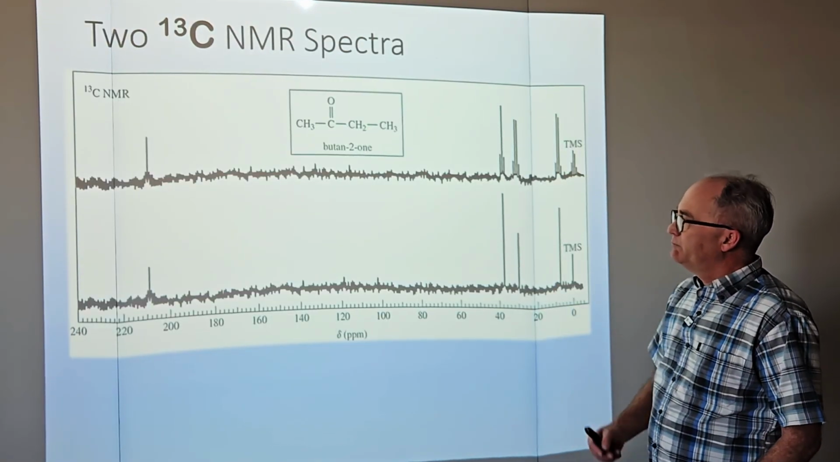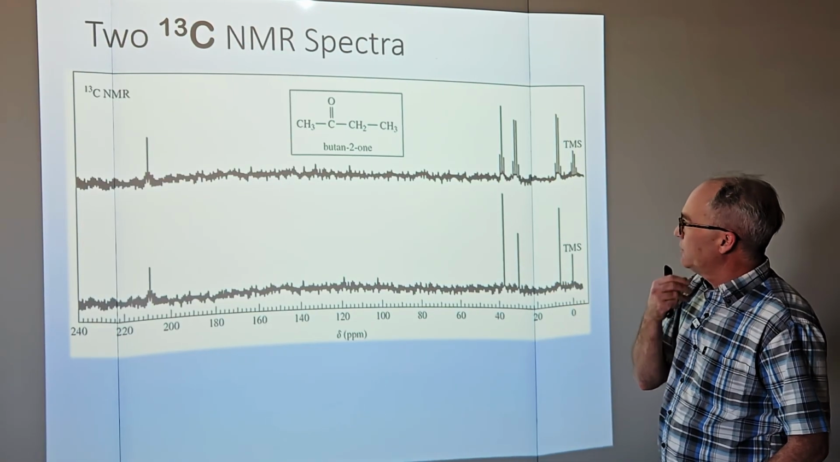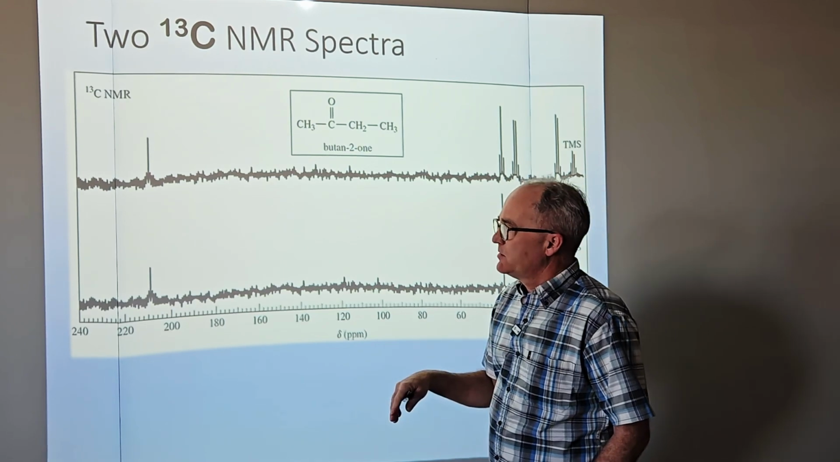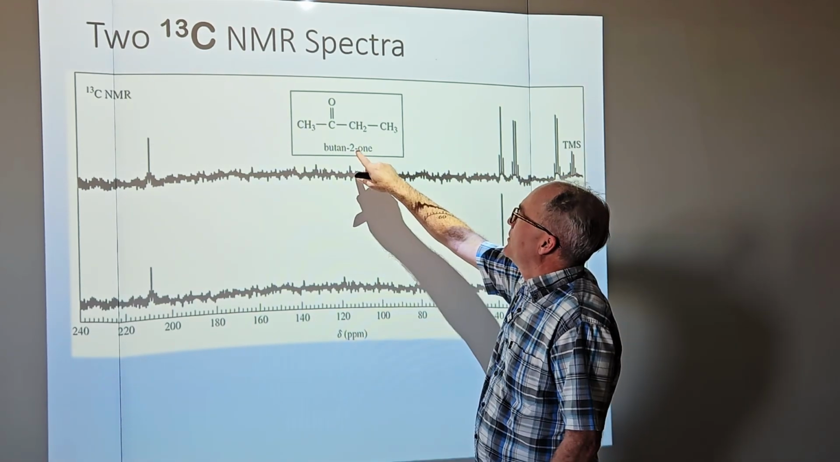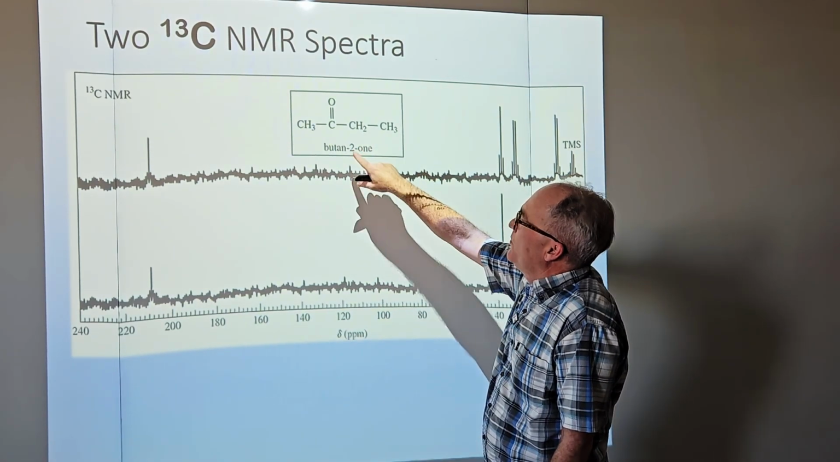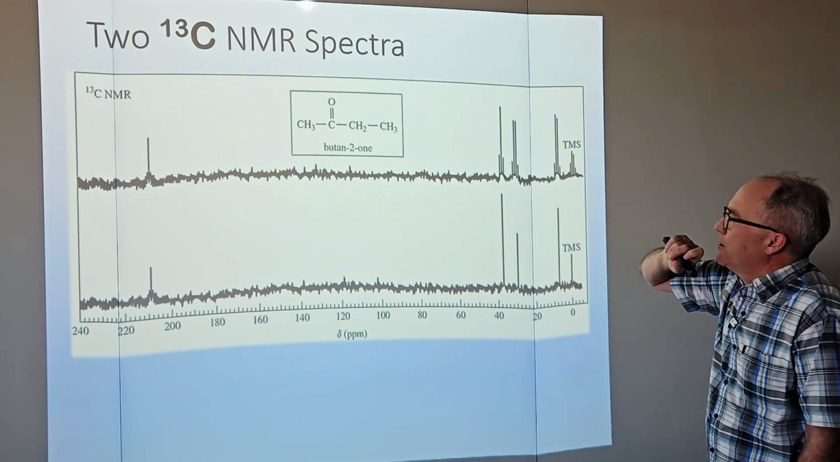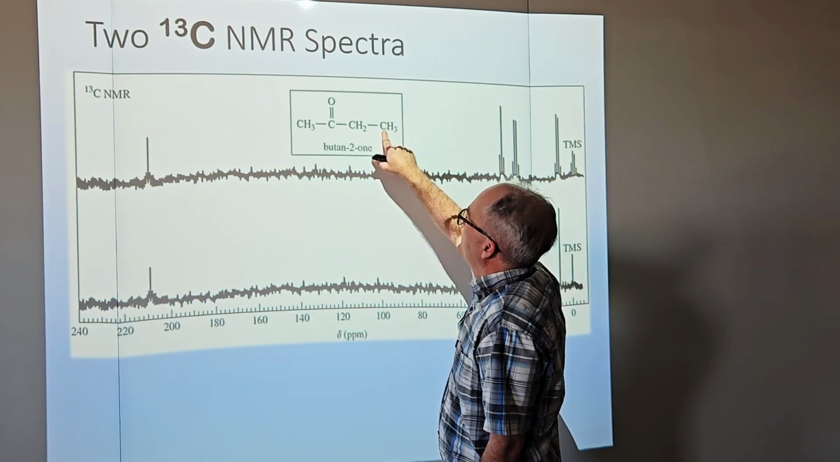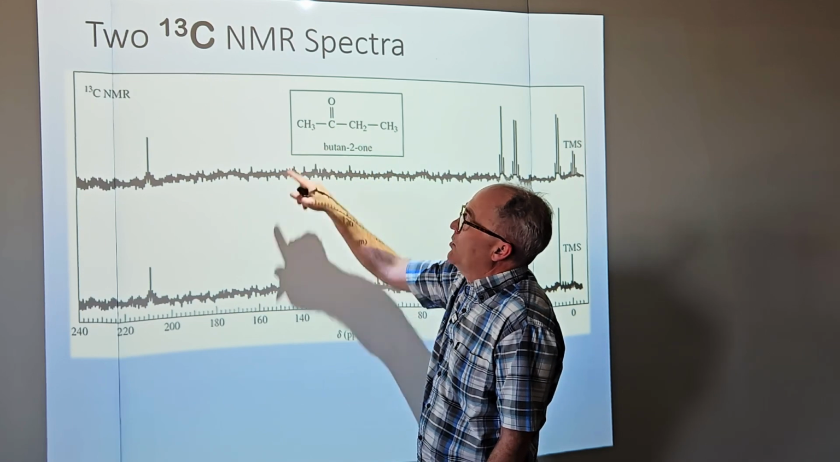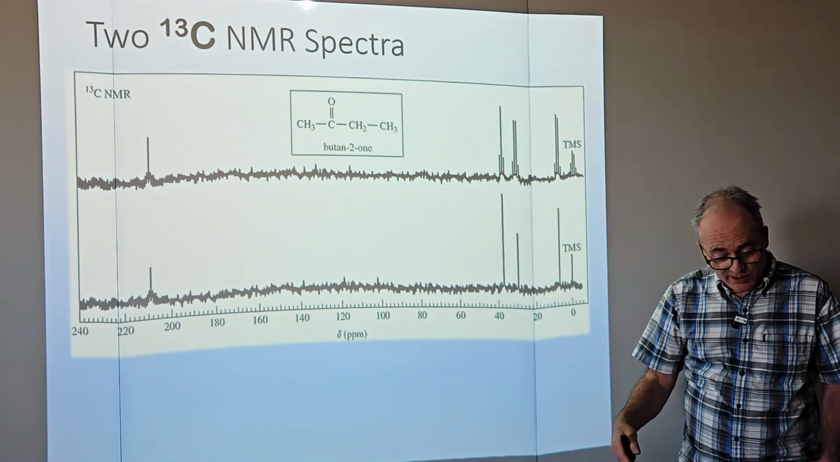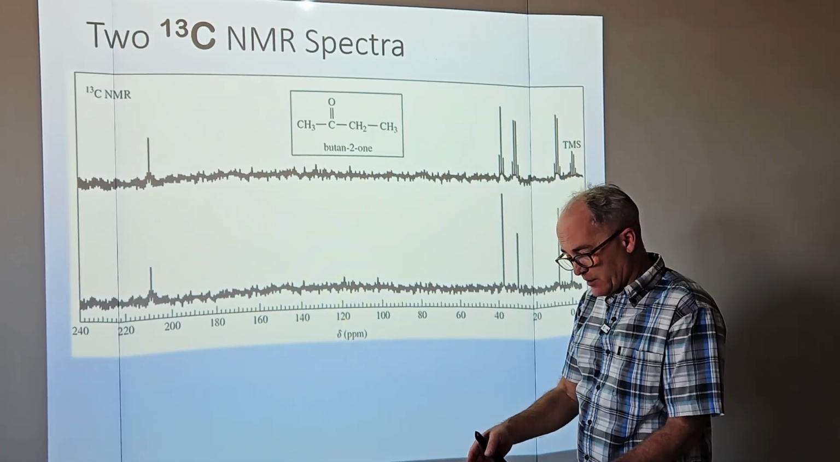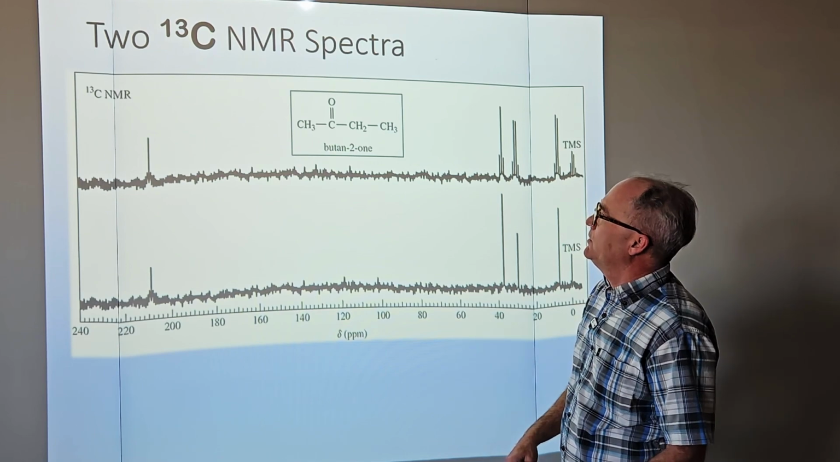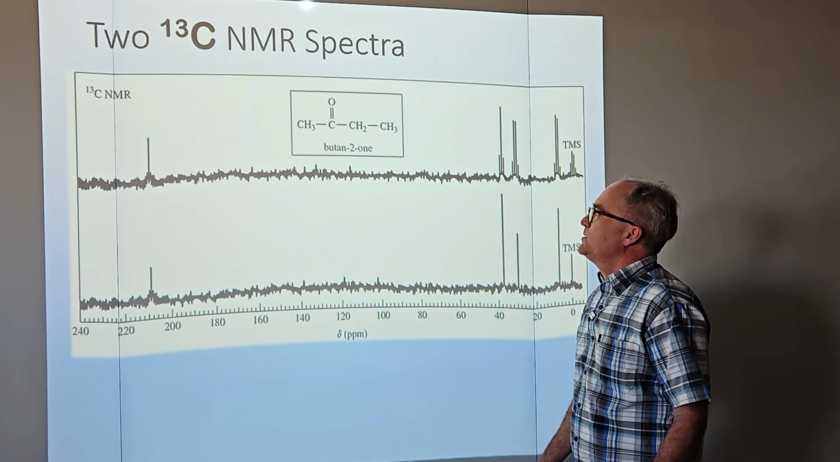So here we see the coupled and decoupled. It always seems a little backwards to me. I'm just gonna try not to point attention to it. But how many carbon environments do I have? How many carbon atoms? 1, 2, 3, 4. And just like in the proton, if my carbon atoms are equivalent... I don't see any equivalent here. This thing's kind of asymmetric.